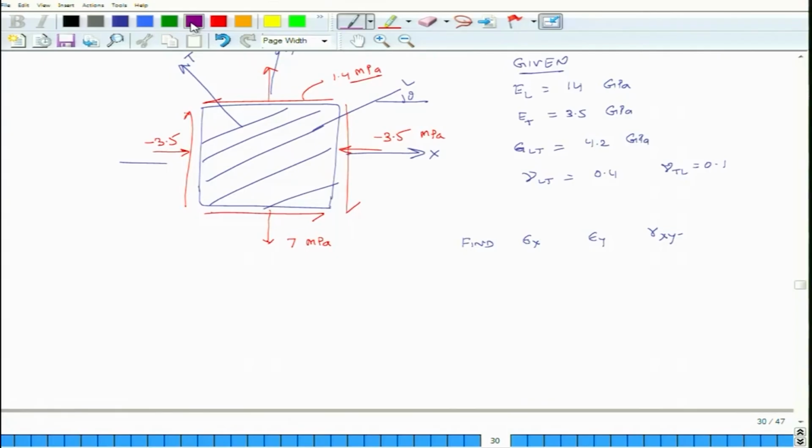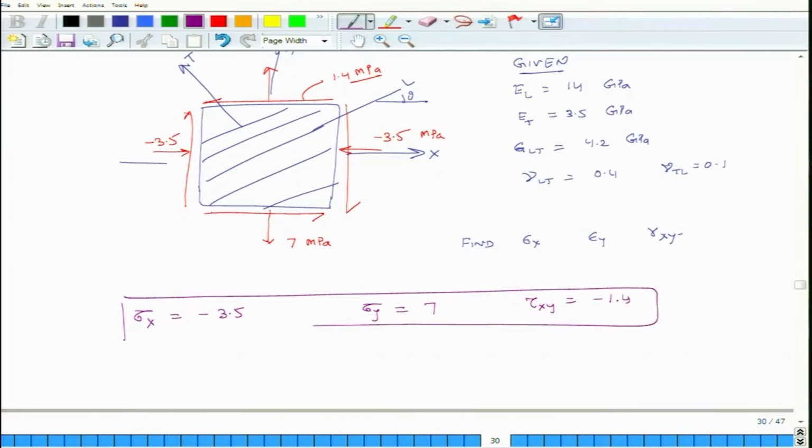So, first we identify what are the values of sigma x, sigma y and tau xy. So, sigma x is how much? Minus 3.5 based on the picture, sigma y equals 7 and tau xy is minus 1.4. So, it is important here the shear stress is negative. So, this is the stress state, and from the material properties, theta is given to be 60 degrees.